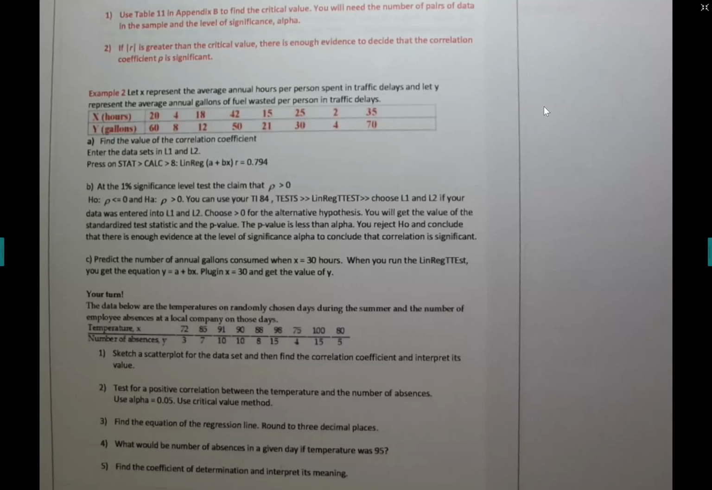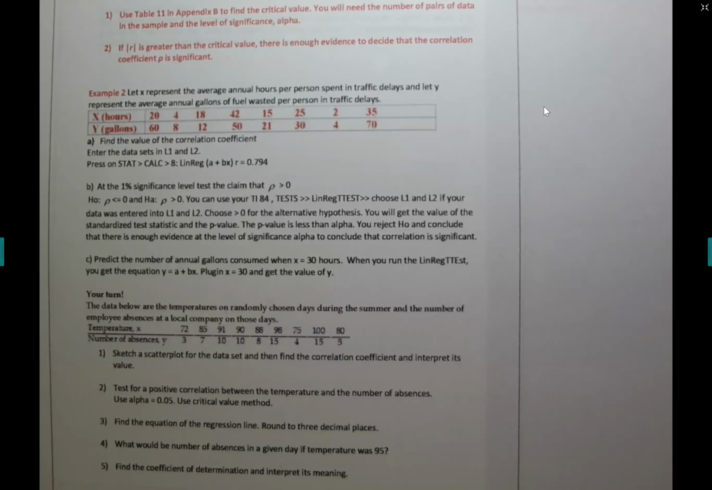Do you guys believe that there is a correlation or relationship between the hours you spent in traffic delay and the number of gallons wasted while in the car? You think the two relate with each other? Yes, definitely. Because when you are stuck in traffic, you are wasting gas, unless you turn the engine off. I don't think most people do that because it would be difficult to restart it.